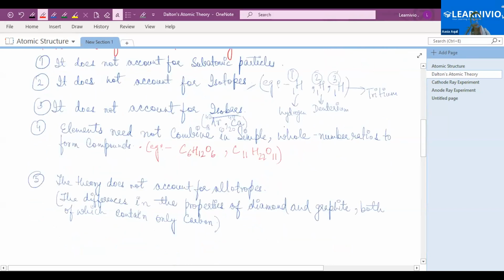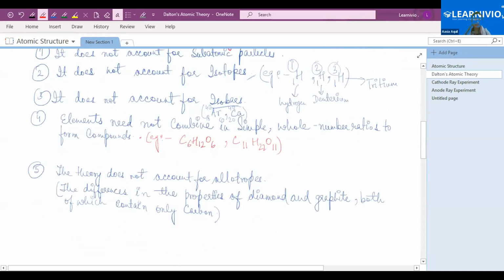Fifth limitation was that this theory doesn't account for allotropes. Now you tell me, what is an allotrope? Do you know? Allotropes are the same element, but I think they have different atomic mass or atomic number. No, no. Allotropes is for the same element, but different.